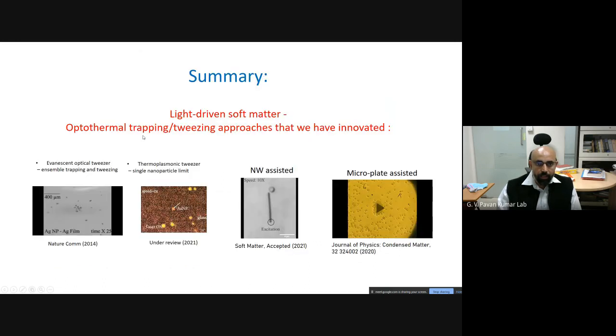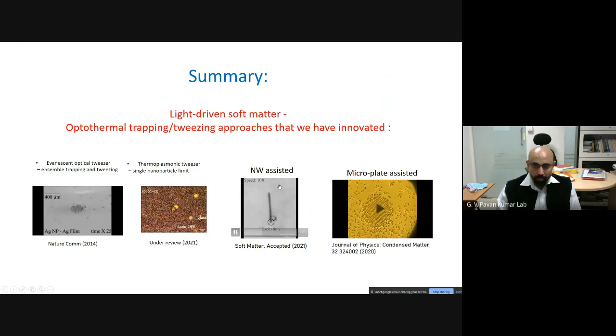To conclude, what I have discussed is the light-driven soft matter process, realized in the optothermal trapping and tweezing approach. We have been studying this approach in various different systems in my lab, including nanoparticle systems down to the single nanoparticle level, where we can study the dynamics of a single particle which has been trapped using so-called thermoplasmonic tweezers, which is relatively new and has some very interesting consequences to study dynamics down to the single nanoparticle.